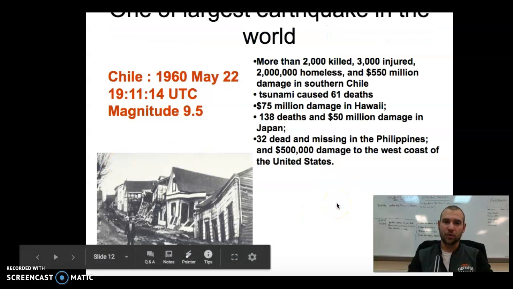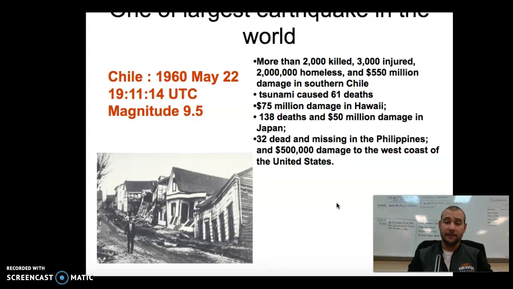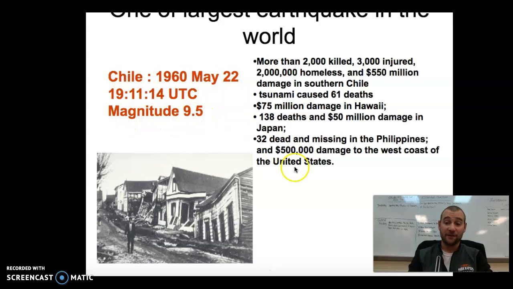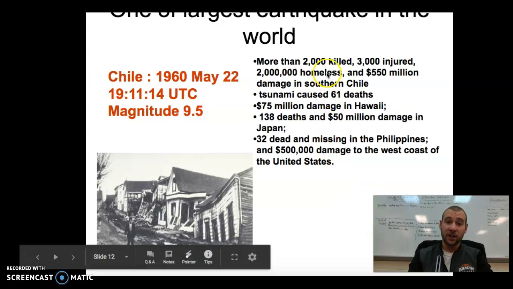So for one of the largest earthquakes in the world, we're just going to look at some examples now for the last 5 minutes here. One of the examples would be from Chile, which was one of the largest earthquakes ever recorded at a 9.5 magnitude, so absolutely massive. You can see the results here.